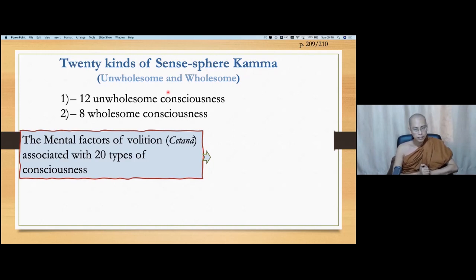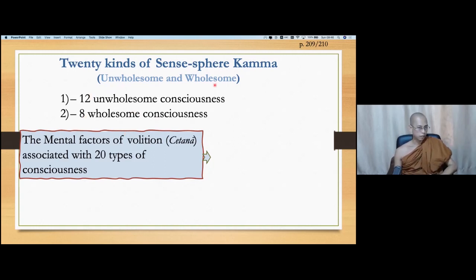Although we have already studied the 54 sense-sphere consciousness, so 12 unwholesome consciousness, 18 rootless consciousness, and 24 sense-sphere beautiful consciousness, altogether there are 54 sense-sphere consciousness. Among these 54, only 20 can be recognized as the karma which can produce the result. So karma has the potency to produce the result. So there are only 20.